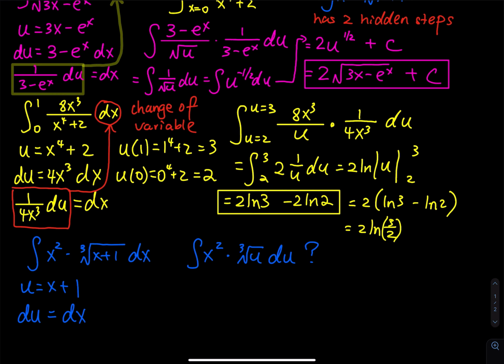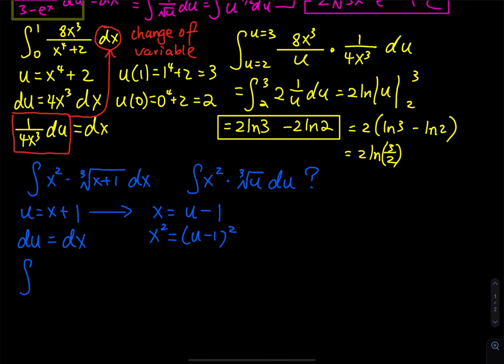Here is how. So you have u equals x plus 1, and then you have to write those two hidden steps. The first step is x equals u minus 1, right? And then you have an x squared left over here, so you will have to square both sides. x squared equals u minus 1 squared. These are the two hidden steps. And then you have the integral, the x squared is now u minus 1 squared, and the other one is u to the 1/3, and then du.